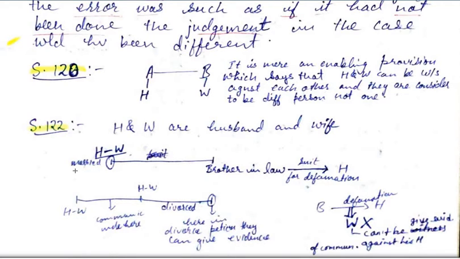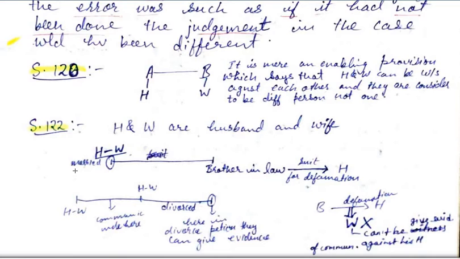But suppose if the suit is between the husband and some third person, or between the wife or some third person, so can the spouse go to the court and give evidence that my wife had said this or my husband had said this to me during the continuance of marriage? Answer is no. So that is what will made the trust and confidence into the marriage.